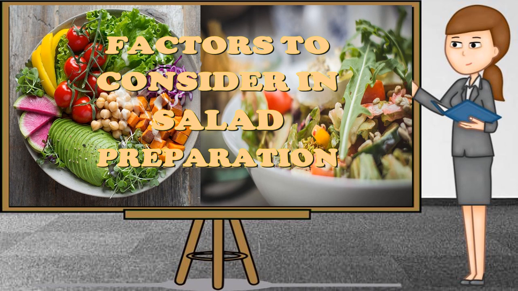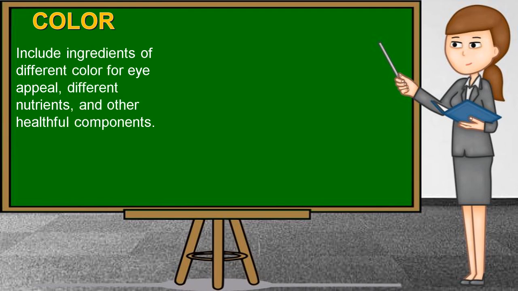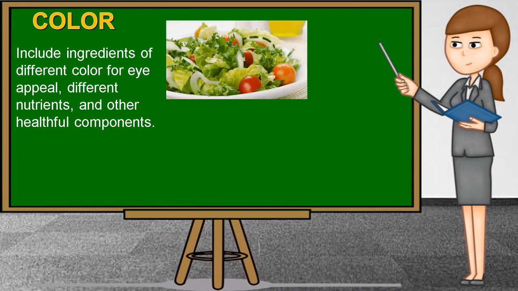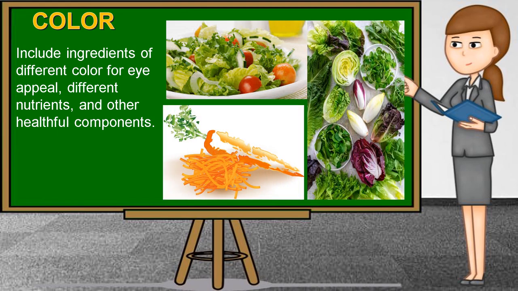Factors to consider in salad preparation. Salad should be planned to contrast color, flavor, texture, and shape. Salads are more appealing and nutritious when there is a variety of ingredients. The first factor to consider in salad preparation is color. Include ingredients of different colors for eye appeal, different nutrients, and other healthful components. For example, in a tossed green salad, shredded carrots and red cabbage can be added to leaf lettuce to create colorful tossed green salads by mixing ingredients.